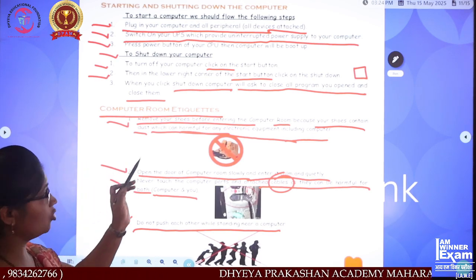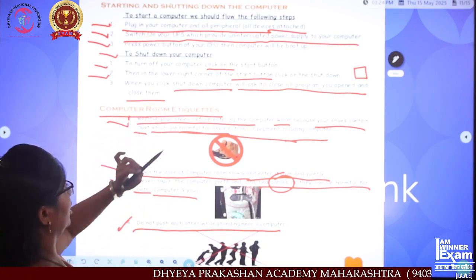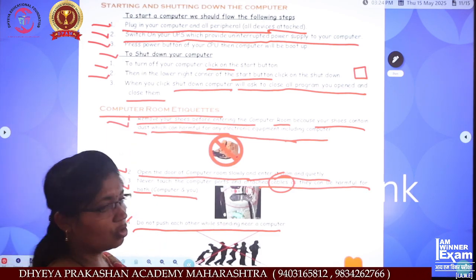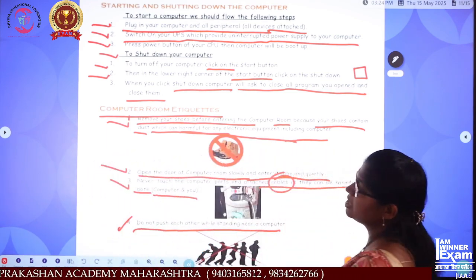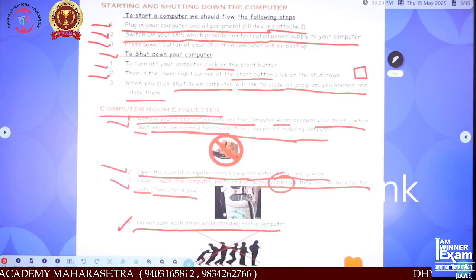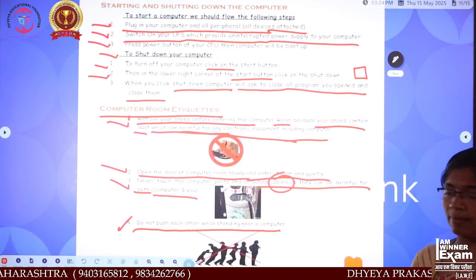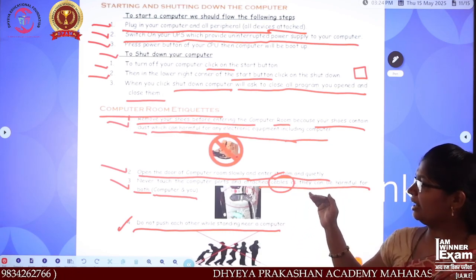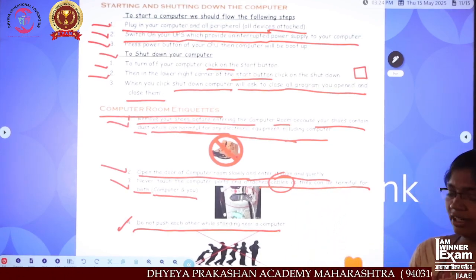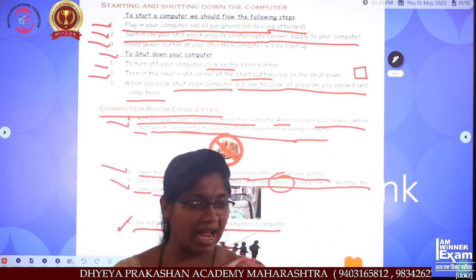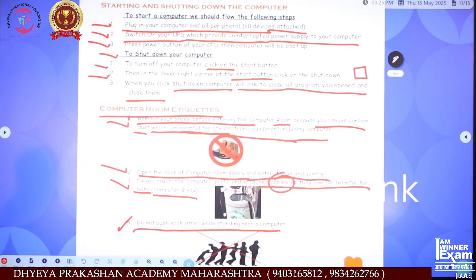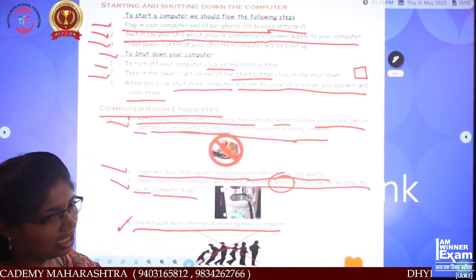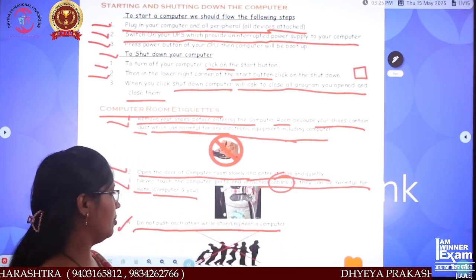And computer room etiquettes means remove your shoes before entering the computer room because your shoes contain dust which can be harmful for any electronic equipment including computer. Open the door of the computer room slowly and enter it quickly. Never touch the computer parts and cables as they can be harmful to both computer and you. Do not push each other while standing near a computer.